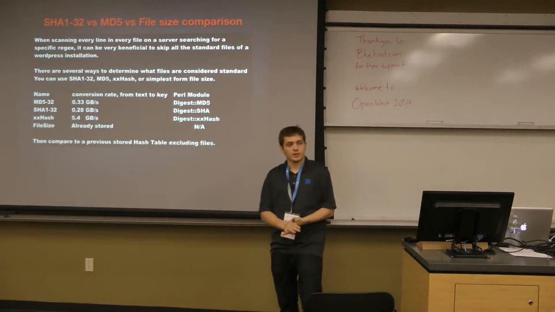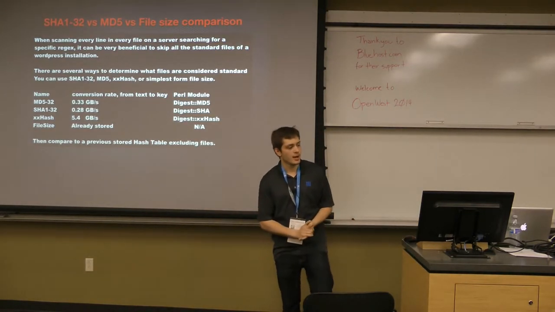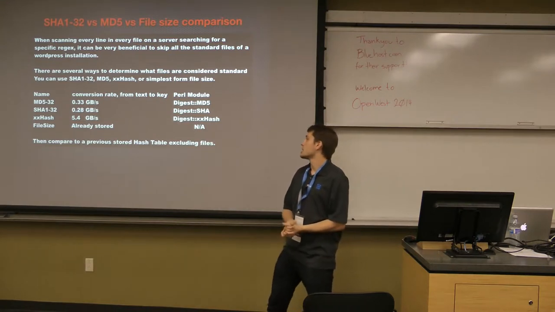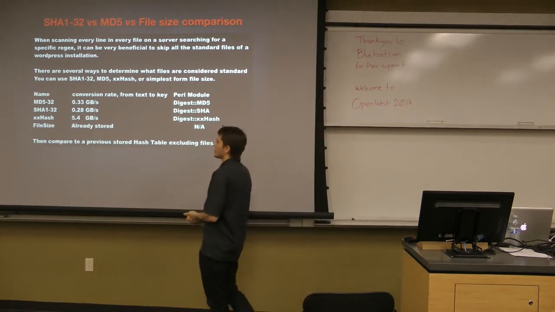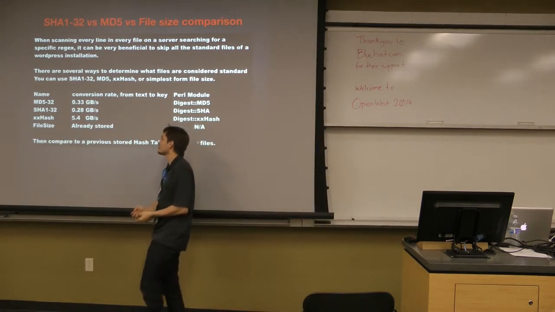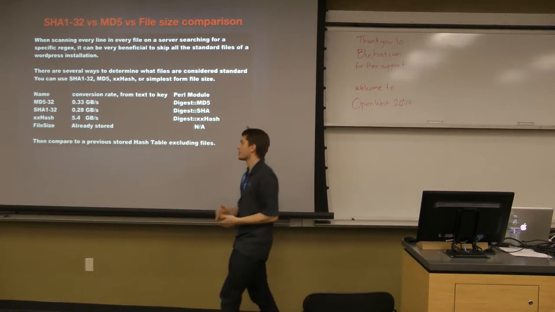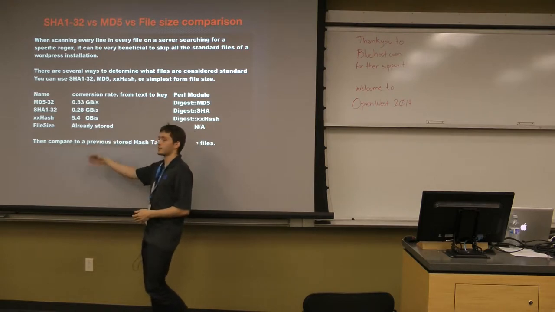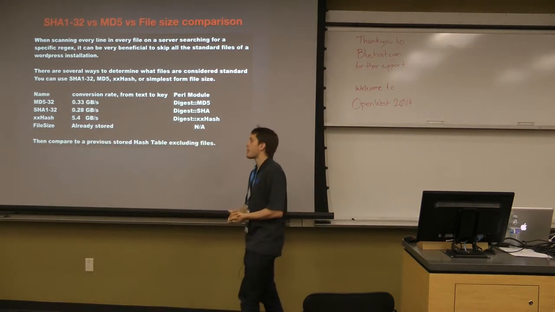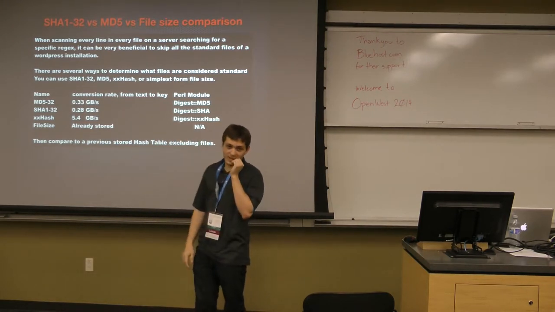SHA-132 versus MD5 versus file size comparison. I also go over XXHash. We at Bluehost use MD532, which is the second fastest, well, third if you include the file size, because we're going to be setting the file. Basically has a 0.33 gigabytes.